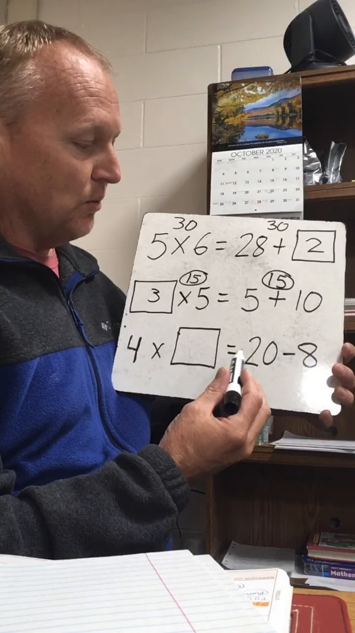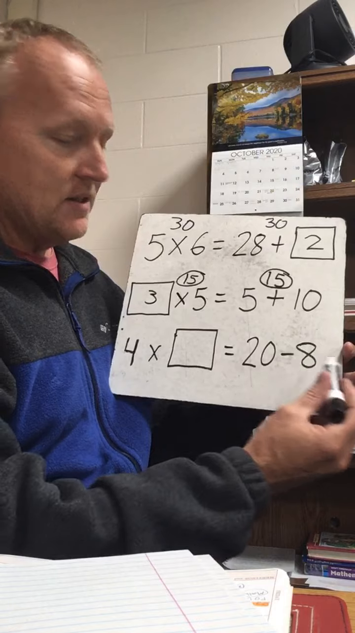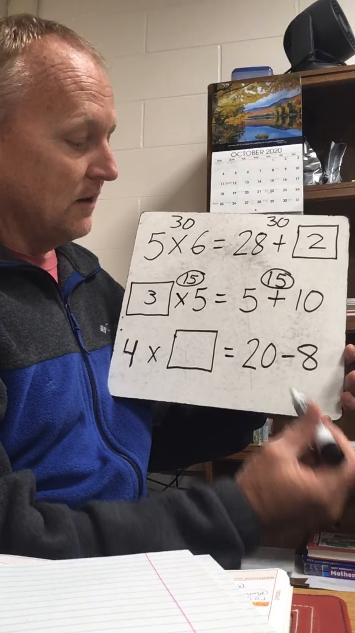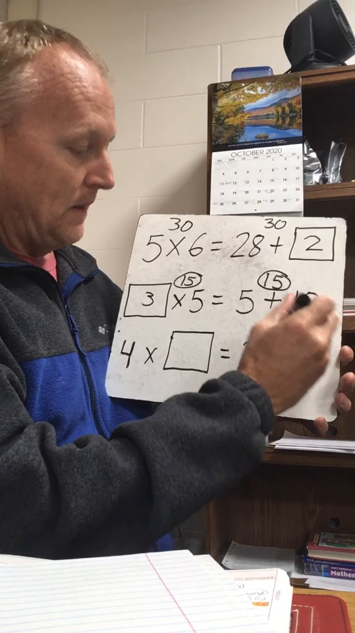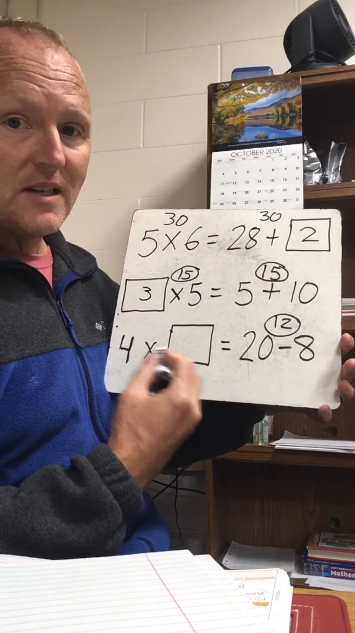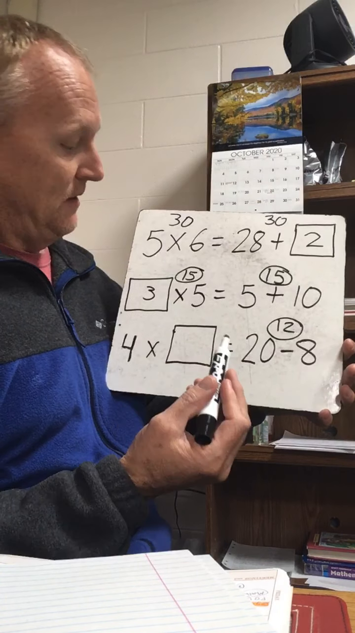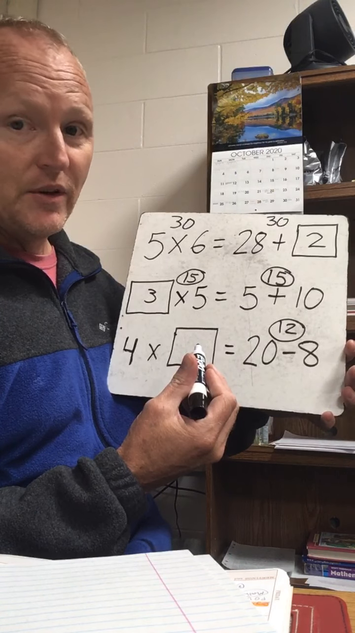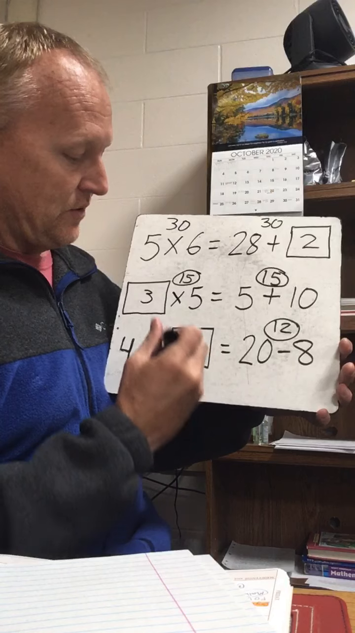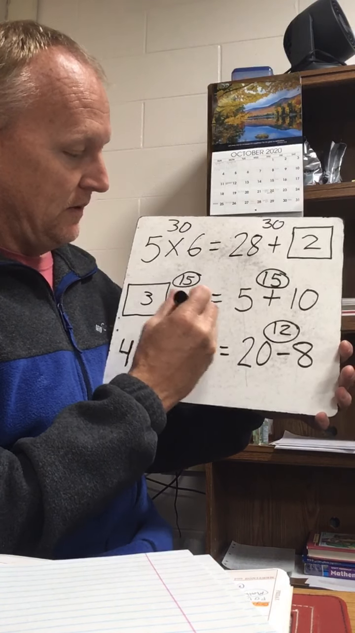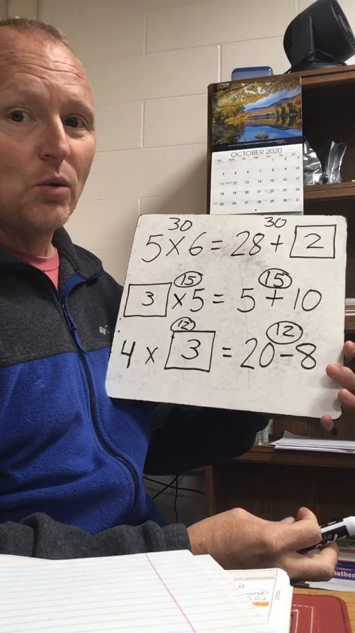Okay, let's take a look at this one down here. 4 times blank equals 20 minus 8. Here on this side we have all the information that we need. 20 minus 8, that is 12. So now we've got to get 12 on this side. So you ask yourself, 4 times what number equals 12? Well, that's pretty simple if you know your basic facts. 4 times 3 equals 12. So now you have 12 equals 12. You're completely balanced. That's what you call an equation.